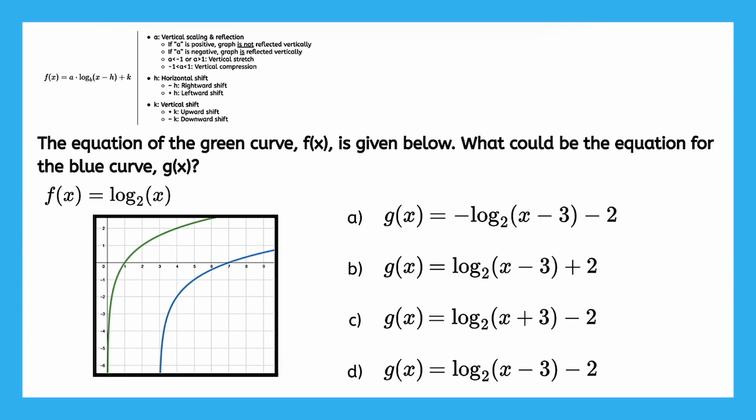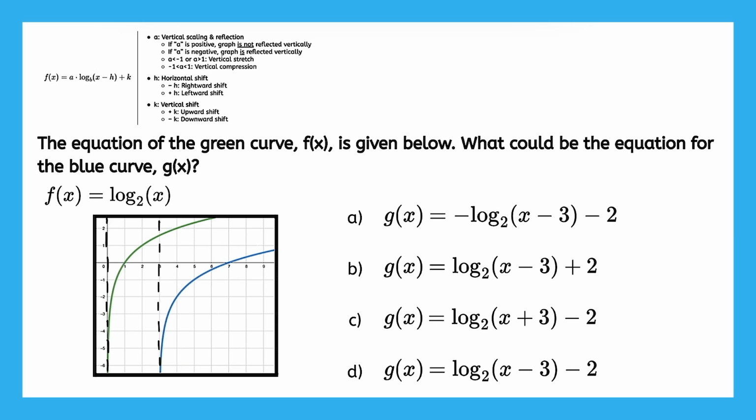All right, so as usual, here is our guide, and we are told that the equation of the green curve f of x, here's f of x, is given below, and that is log base 2 of x. And they say, what could be the equation for the blue curve, g of x? So let's try to identify the transformations that took place. With logarithms, the easiest transformation to identify first of all will be the horizontal shift, because in this case we know that there was no reflection.